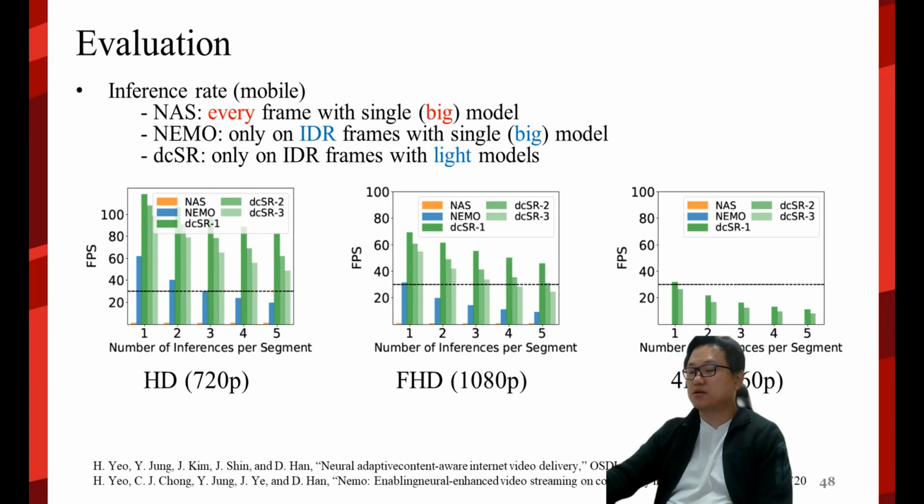So the number of inferences per segment is 5, which means the NAS, the competitor, can only serve 1/2 frame per second. NeMo, our competitor, is an improved version of the NAS. It can serve up to 20 FPS. So for the user side, if I don't want to feel jittering, it should be more than 30 FPS. So DCSR is the first model which exceeds 30 FPS. So full HD.